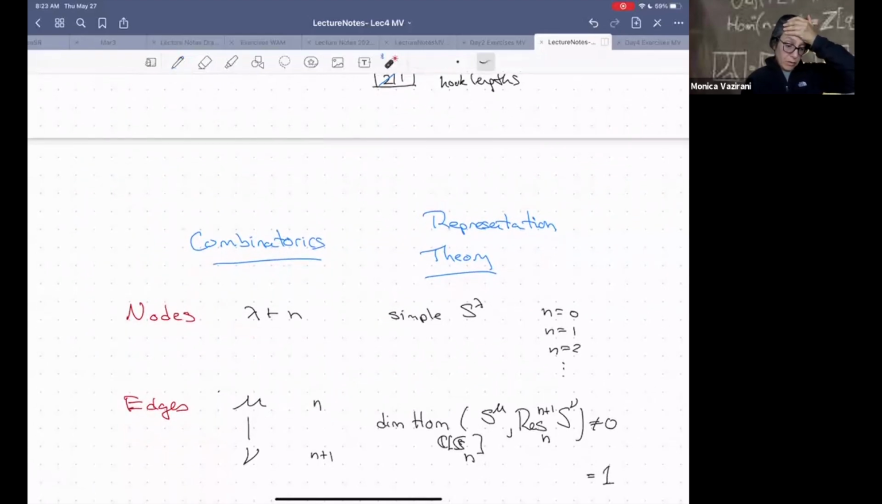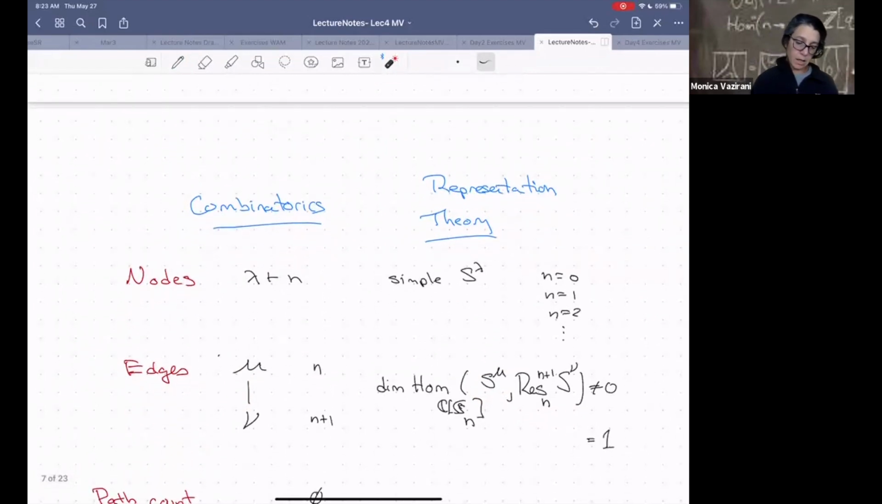On the representation theory side, we have one irreducible representation or one simple module for each of those nodes. And they're arranged by S1, S2, S3, and so on. The edges tell me when I take the restriction of the bigger representation, and I restrict from Sn plus 1, say, to Sn, if this occurs as a submodule, it's detecting that, and the multiplicity is 1.